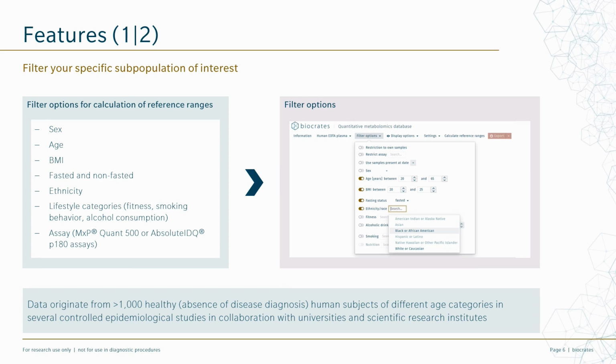The data originate from samples of more than 1,000 healthy human subjects of different age categories. These have been collected in several controlled epidemiological studies in collaboration with universities and scientific research institutes. Healthy in this context means that all donors underwent a medical screening and were not diagnosed with any current or chronic physiological or psychological disease.